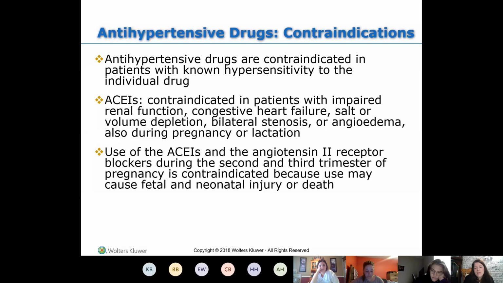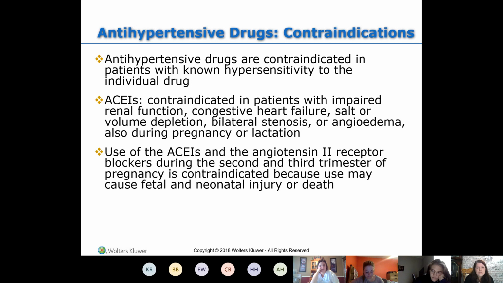Will you see patients with renal issues prescribed ACE inhibitors? You will. At the end of the day, it's not your choice to make because it's a risk-benefit kind of thing. But generally speaking, that's not their first line of treatment.